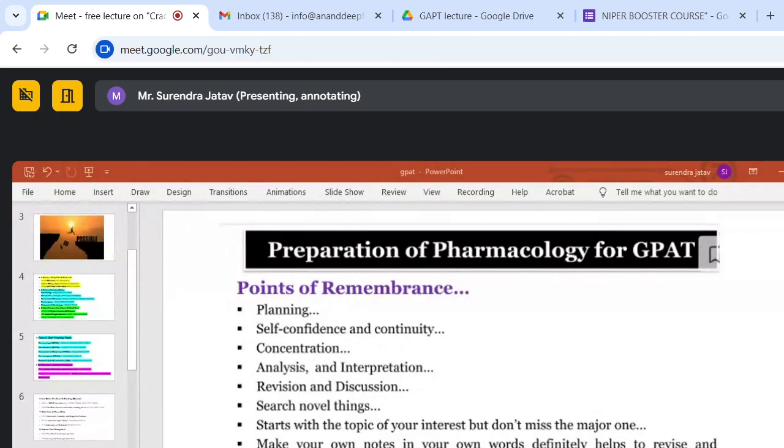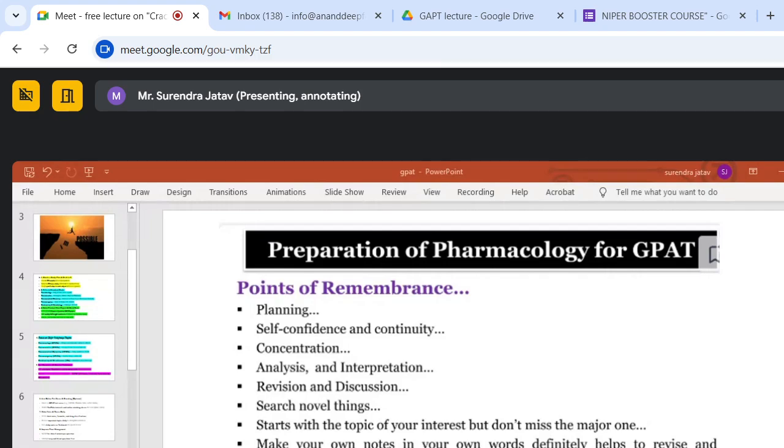Remembering point means what you need to remember in your mind. Duration, preparation, planning is important. Without planning you cannot even start your day. Like we want to go to college, so we are planning what time we need to wake up, what time we need to start the journey. So planning is important.